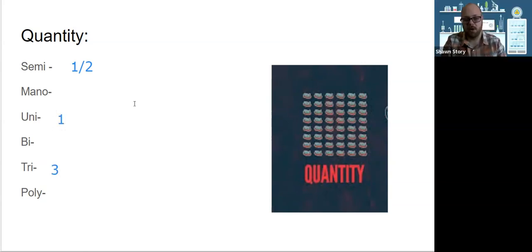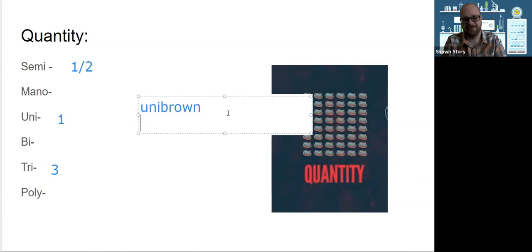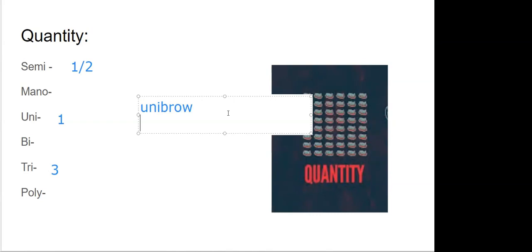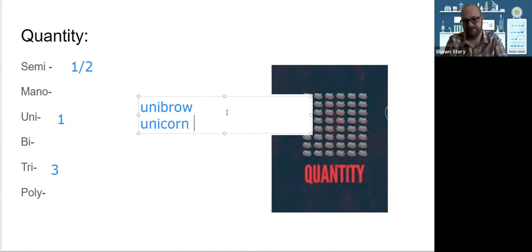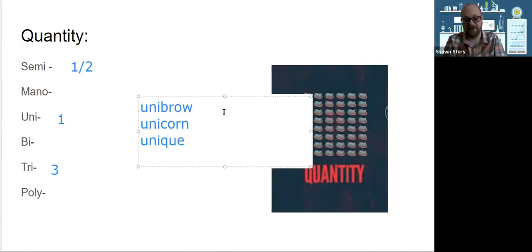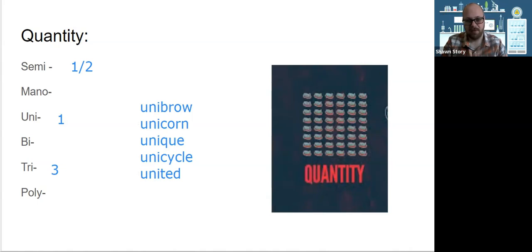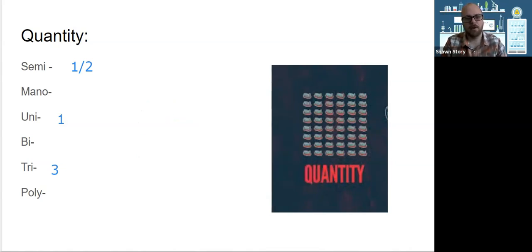Can you give me some words where it means 1? Unibrow. Yes. Brow. Unicorn. One horn. Unique. You're the only one. Unicycle. One wheel. United States of America. One country. So, yep. Uni means 1. What else we got? We know mono.